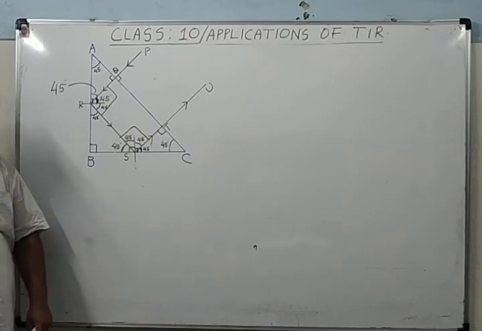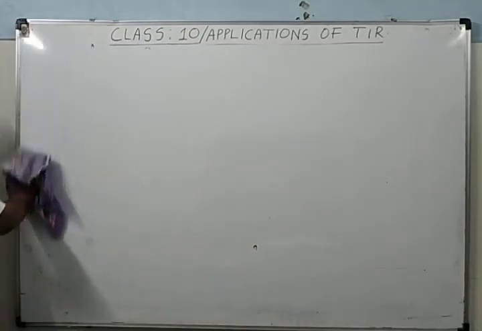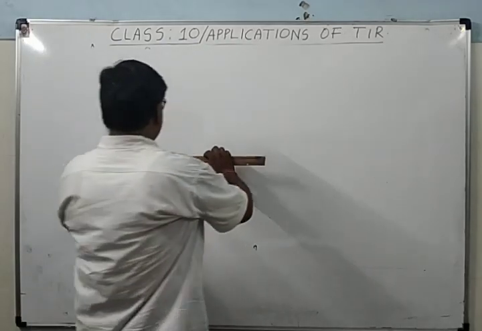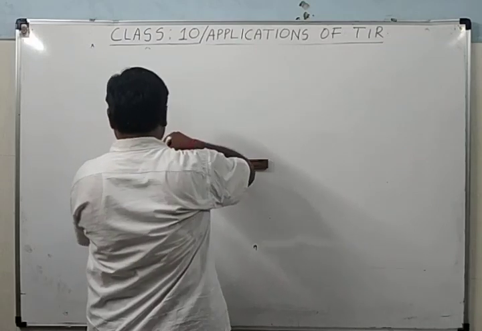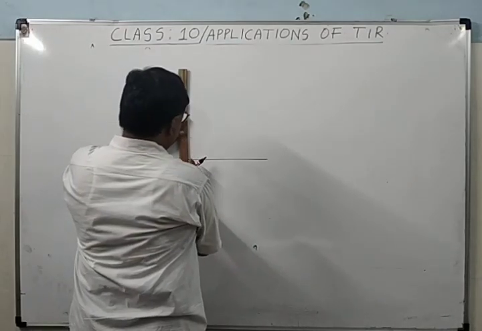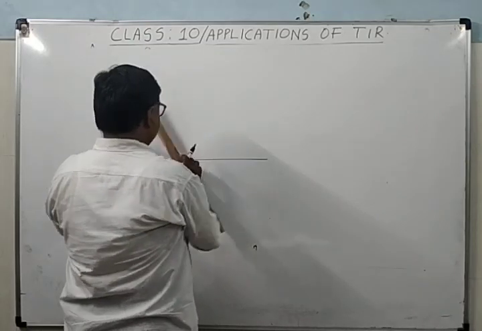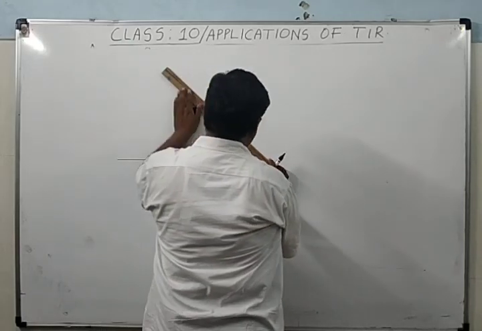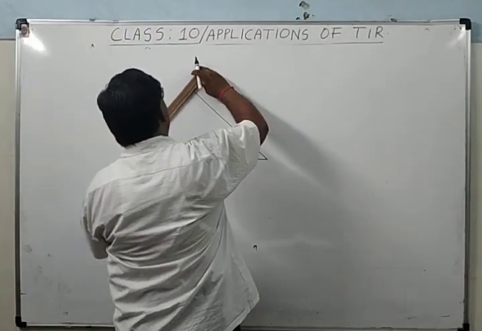So you can see here. Now we are going to discuss the third use of the total reflecting prism, the isosceles right angled prism. It's clear? Now you can see here.